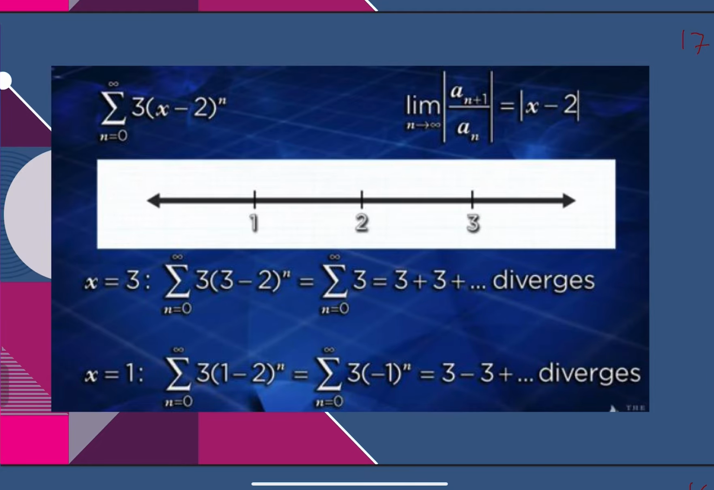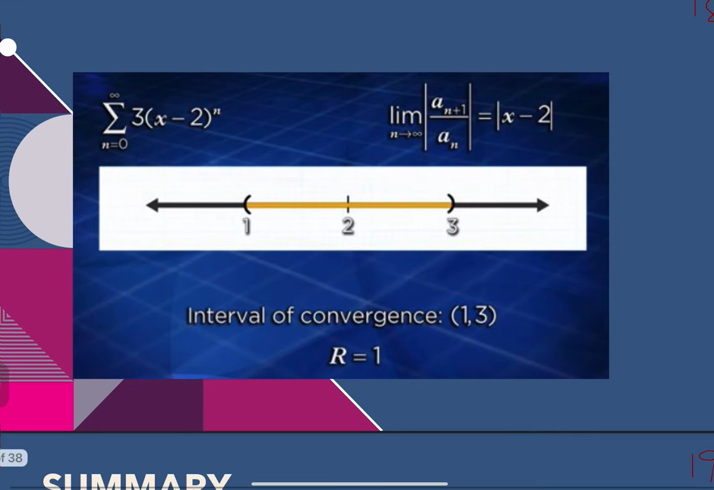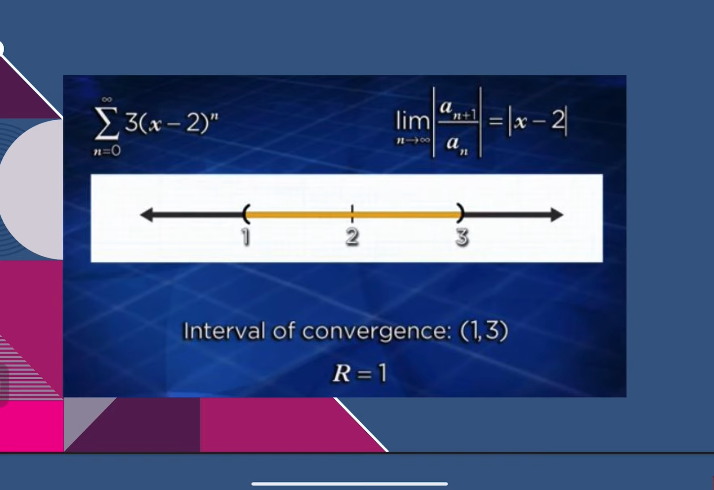Again, it diverges. So the interval of convergence is the open interval 1, 3. And the radius is 1. It converged 1 unit on both sides of 2, up to 3 and down to 1, but it did not converge at the endpoints.